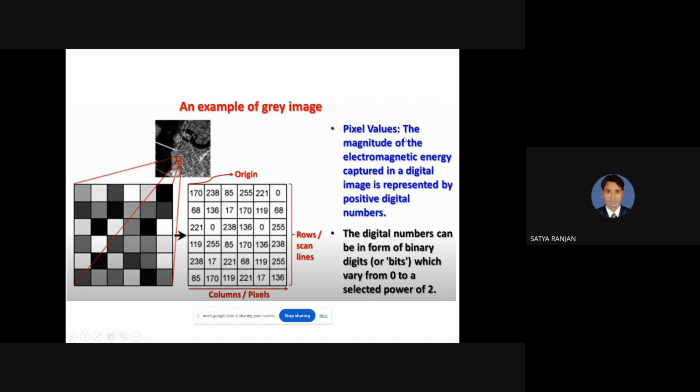So here the pixel value is the magnitude of the electromagnetic energy captured in digital images. So generally, these pixel values cannot be in a negative way. Suppose a negative value like minus 2.25, minus 23. So these are seen in the grid values. Suppose in the elevation information, some coastal areas show some negative value like minus 10, minus 20, minus 12. So these are the negative values based on the elevations.